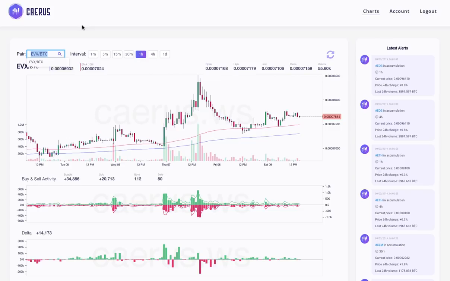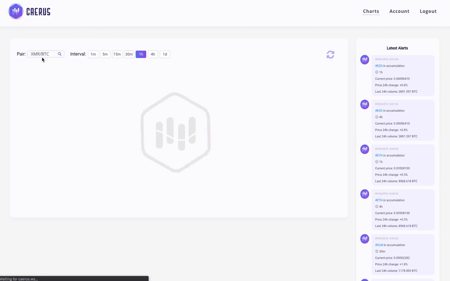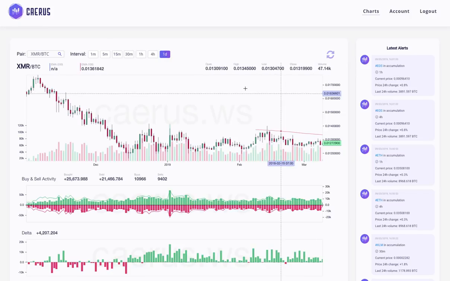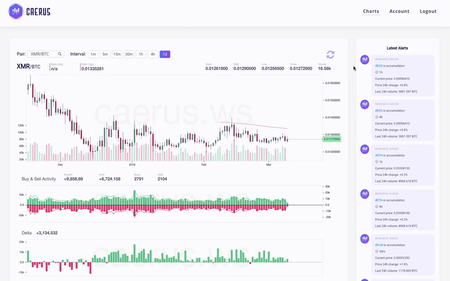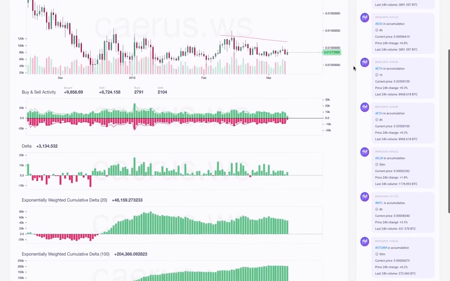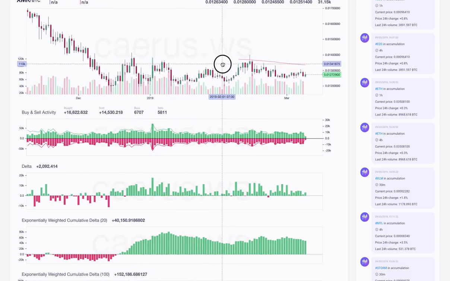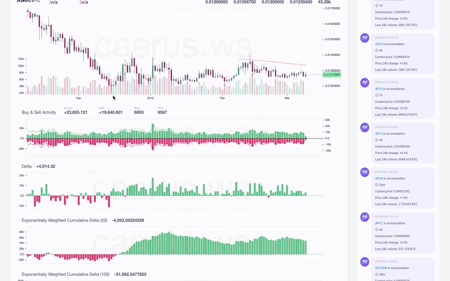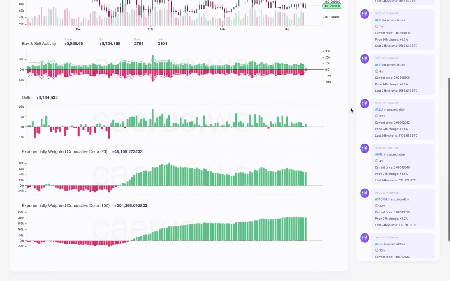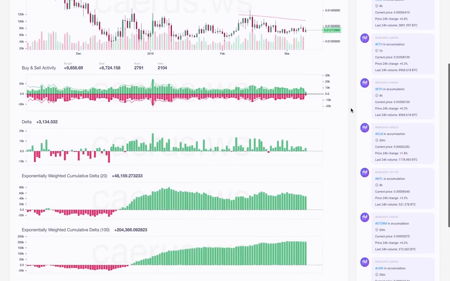What I would like to show you as well is some higher time frames, which really look beautiful for some coins. And as an example, I'll take Monero. So you can see that while the market conditions are considered very bad and the price is very low, at the end of 2018, beginning of 2019, the accumulation has started, and the accumulation is massive.